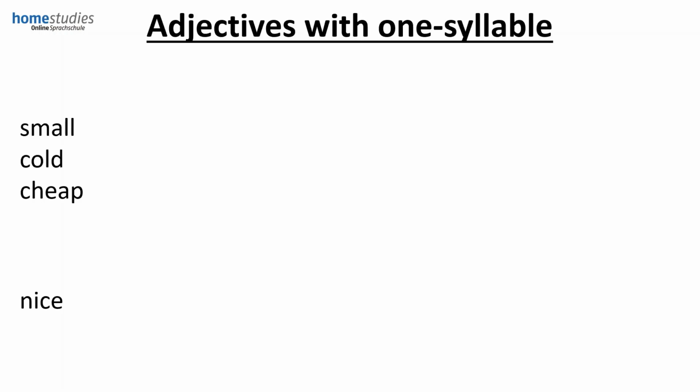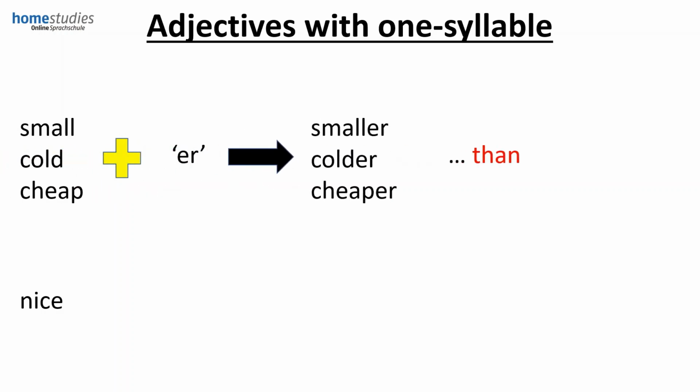With adjectives with one syllable, for example, small, cold, cheap, we will add er. Therefore, these become smaller, colder, cheaper. But you need to use the word than to make the comparison. So smaller than, colder than, cheaper than. So for example, the United Kingdom is smaller than the United States of America.